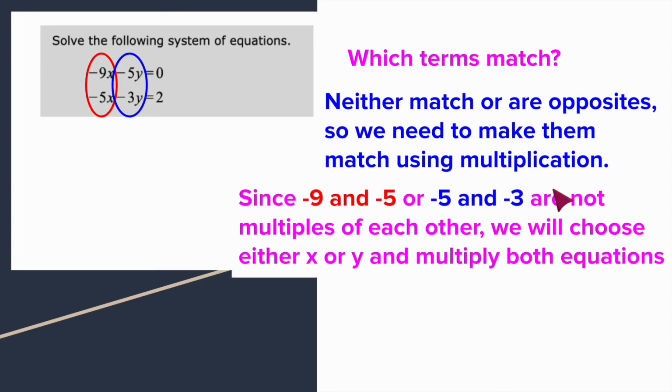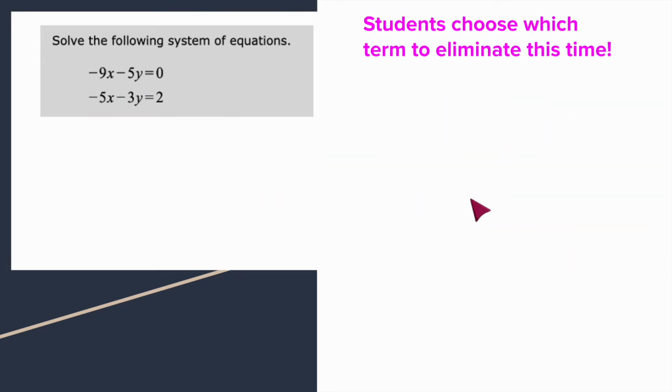Again, since neither one are multiples of each other, 5 and 9 can't easily turn one to the other. 5 and 3 can't easily turn one to the other. So we're going to choose either x or y, since neither one is easier than the other. And we're going to choose what to multiply by to get opposites. So in this one in class, I let students choose what they're going to do here.